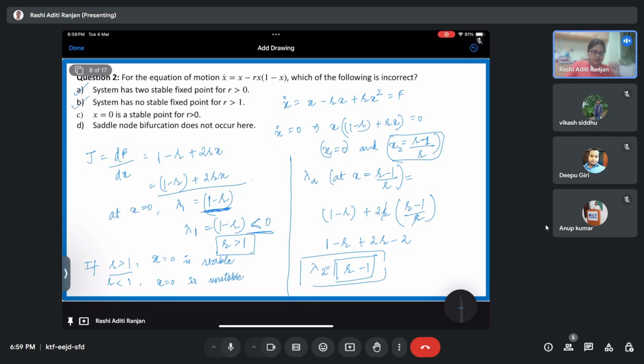x equals 0 is stable for r greater than 0. No, this is not true, because here we have already found out that x equals 0 is stable only for r greater than 1. So this is not true. And the last option says saddle node bifurcation does not occur here. Well, this is true. The statement is true corresponding to what has been given, but since we have to find out which one is incorrect, this is not going to be the option that we select, because saddle node bifurcation is actually not occurring here. Here transcritical bifurcation is occurring, right? So the first three options are correct.